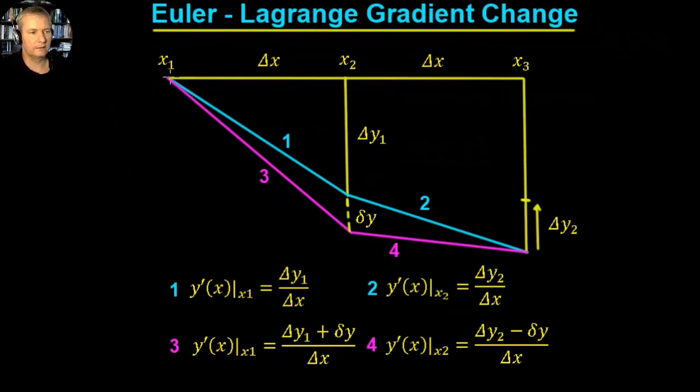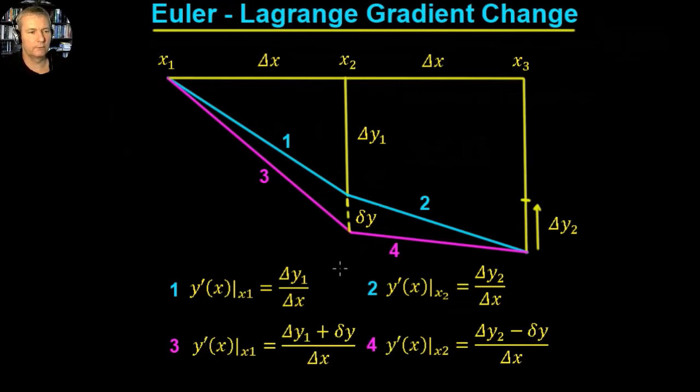Now we're also interested in the gradient here at 3 and at 4. So the gradient here at 3, you can see the run's still going to be the same, it's still this value of our delta x, but the height here has changed. The height is now our delta y1 plus the variation, that is the change that we add in, delta y. So we can see here that the gradient of our rope now is delta y1 plus delta y all upon delta x, and that's the gradient y derived of x at x1.